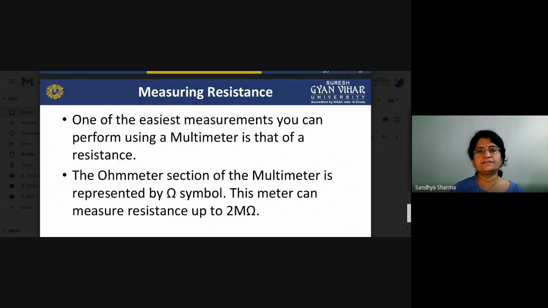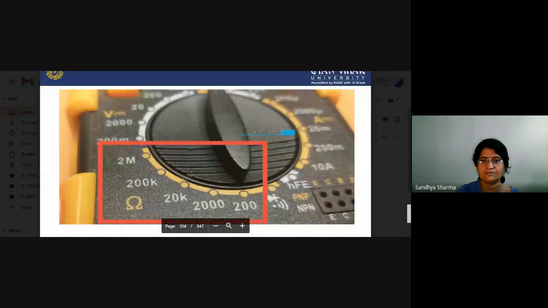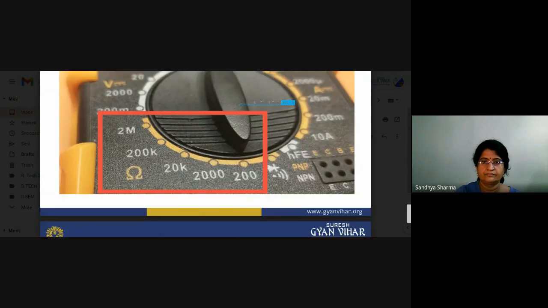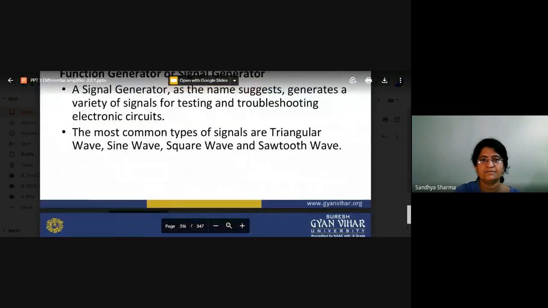Now measuring resistance: you can also measure resistance by using the multimeter. One of the easiest measurements you can perform using a multimeter is that of resistance. The ohmmeter section of the multimeter is represented by the ohm symbol, and this meter can measure resistance up to 2 megaohm. So this part is represented on our multimeter by the ohm symbol. You can see here. Set the knob to the desired range in resistance measurement, connect the probes to the leads of the resistor, and the measured resistance will be displayed.